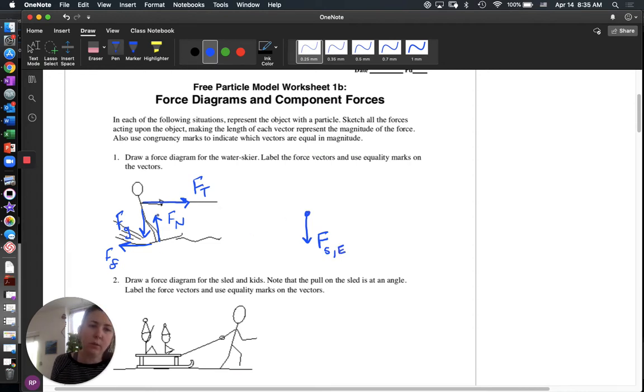And then this is sort of this way. I'm just going to draw the normal force a little bit at an angle because that's the way that it's sort of perpendicular to his skis. So this is going to be the force on the skier by the water. We have a force this way, the force on the skier by the rope, and then this friction force going backwards.